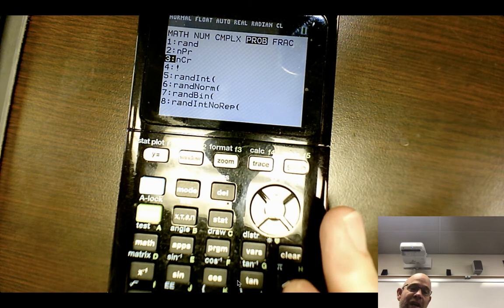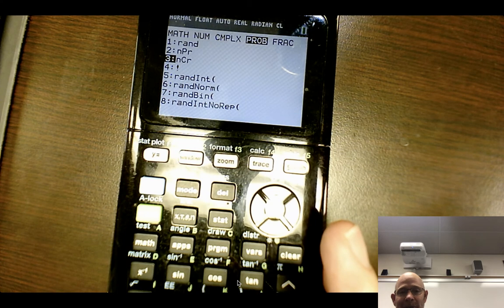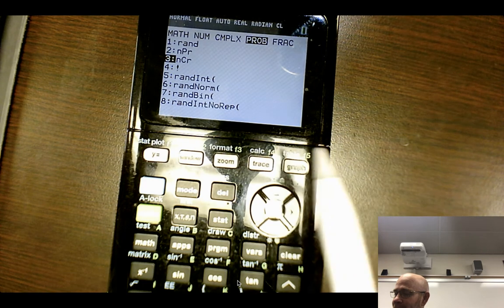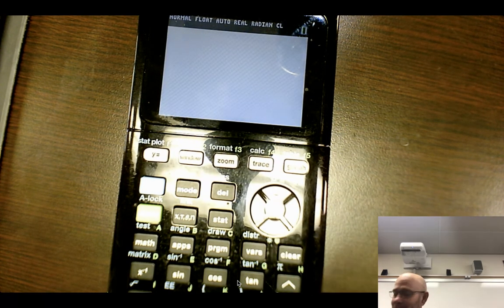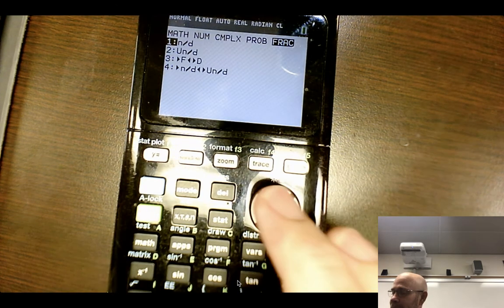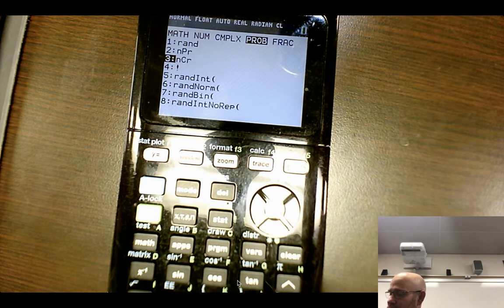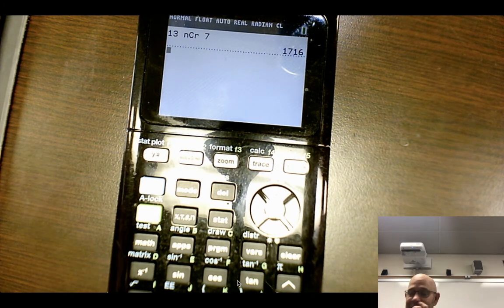C is for choose or combinations. P is for permutations, which you may remember also, which we'll talk about a little bit later. Permutations is when the order makes a difference. In this case, it doesn't. So I can't quite push this button yet because I have to give it a command. So I'm going to go back to the beginning. I need to type in that 13 first. So if I want to do 13, choose 7, just like I had written down before, it's 13, then you go math, probability, choose, and then you type in that 7. So 13, choose 7, and there's 1,716.